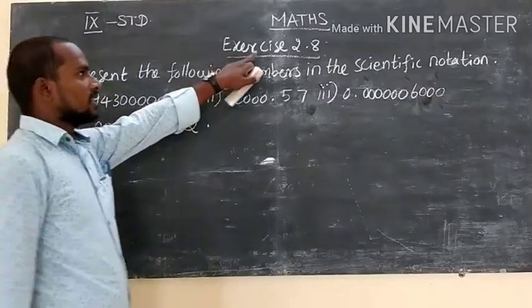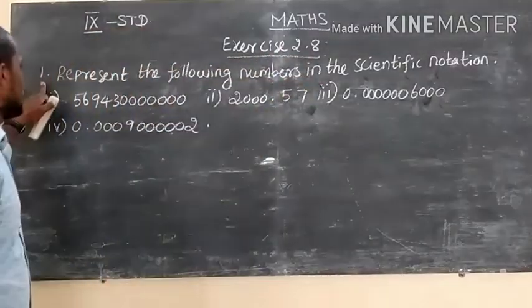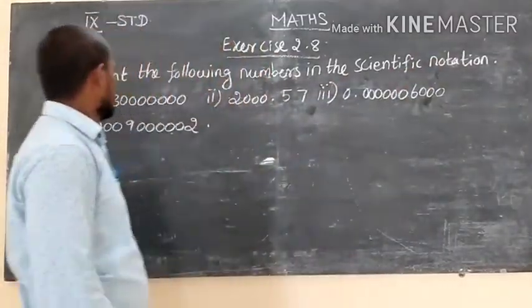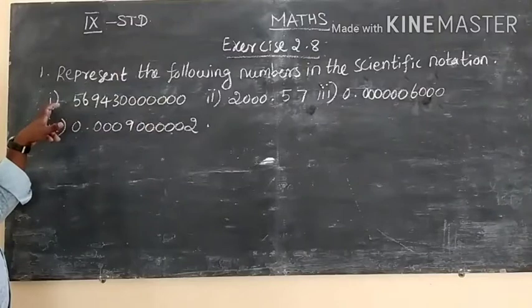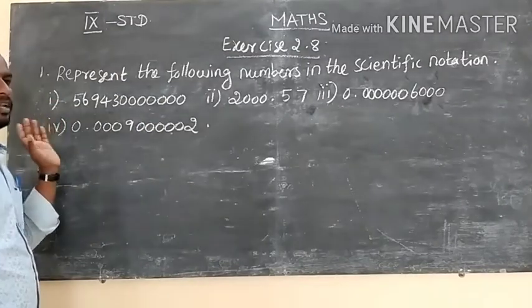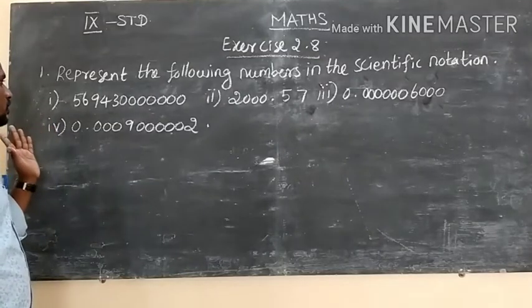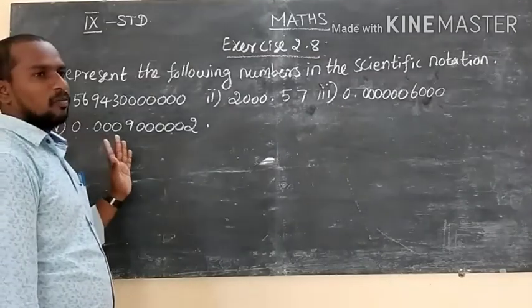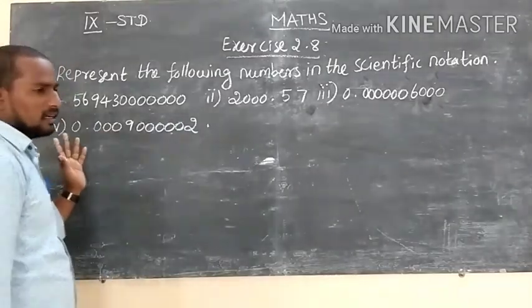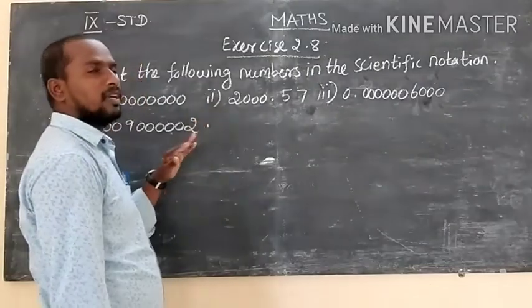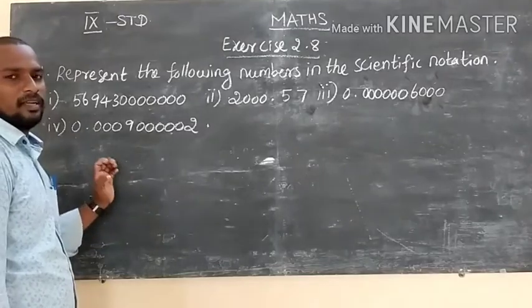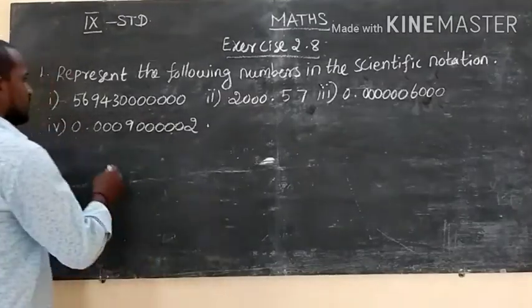Dear students, exercise 2.8. First question: represent the following numbers in scientific notation. You already know the three conditions. Left side only one non-zero number; the count between the old and new decimal point is the n value; shifting left gives positive exponents and shifting right gives negative exponents.